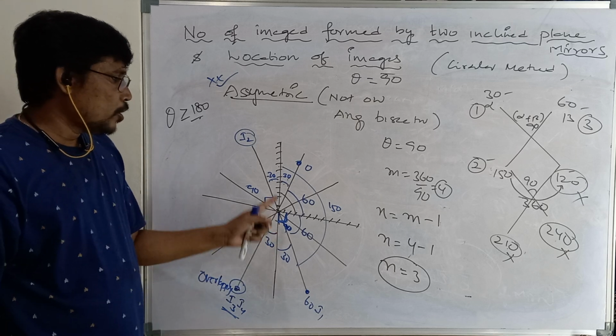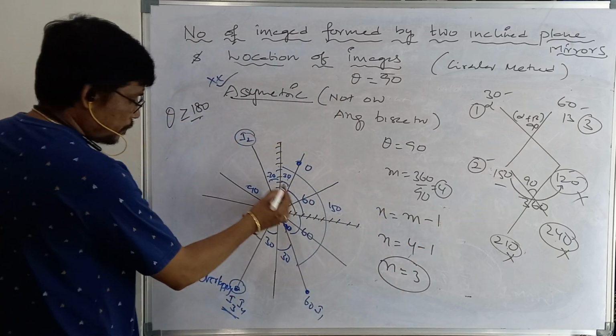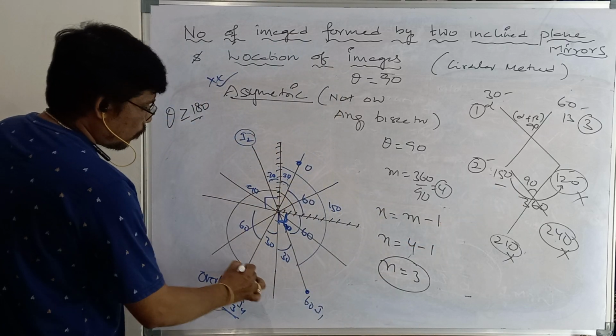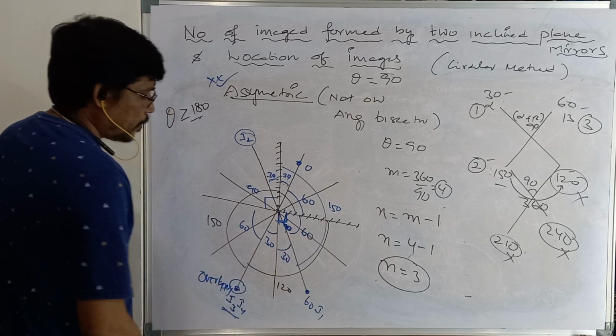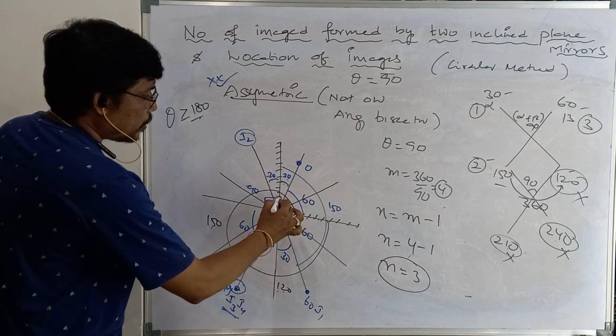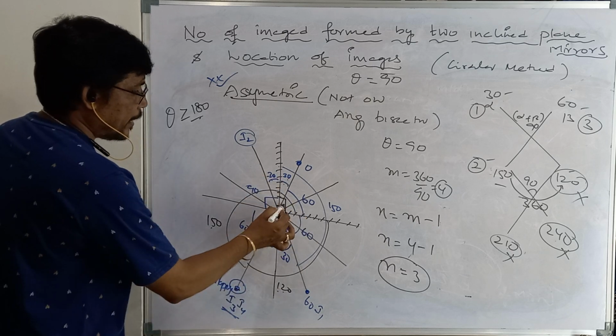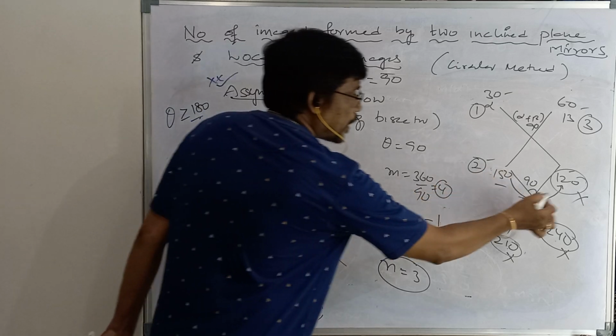I hope you understand the two examples. Try it yourself so you clearly understand. On this side it is 150 and on this side it is 120, and this angle is 90. So 90, 150 and 120 give you 360. That's why again there is overlapping.